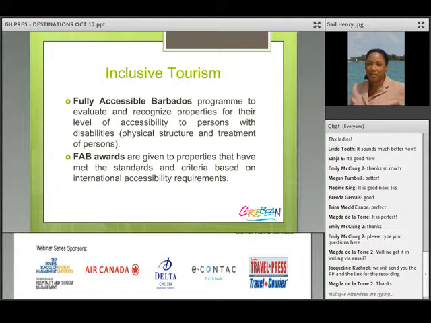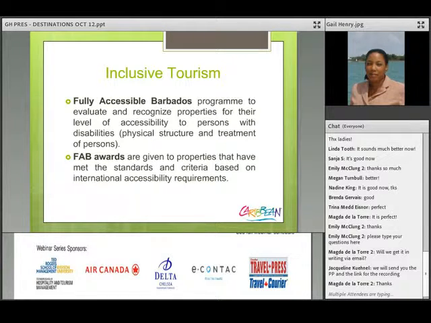I wanted to specifically highlight one of the points that Jacqueline mentioned earlier in relation to responsible tourism, and that is making sure that everyone has access to tourism and travel. One of the initiatives that the government of Barbados has implemented is called Fully Accessible Barbados. This is a program where they evaluate and give public recognition to properties, hotels, shopping malls, etc., that are striving to make their properties accessible to persons with disabilities.